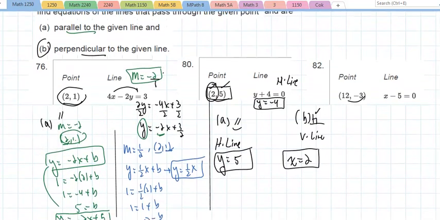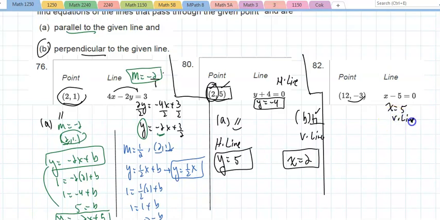If I look at number 82, I solve this equation. This is x equals 5. I notice that, wait a minute, this is a vertical line. So in part A, when they say, find me an equation that's parallel to this, well, I must be dealing with a vertical line, but the line that I'm looking at must pass through this point. An equation for a vertical line is x equals a number. And which of those two will be x? The 12.